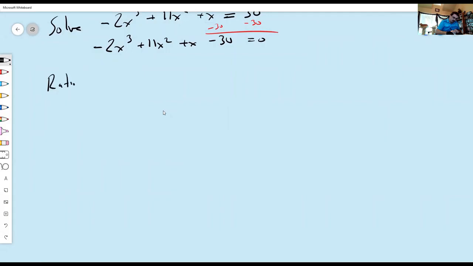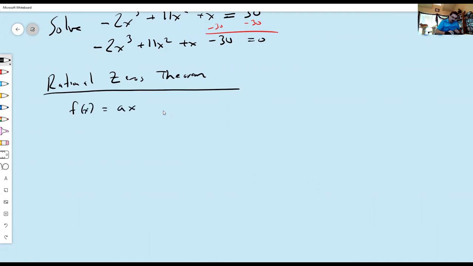The rational zeros theorem. And I'm not going to go deep into the theorem itself. I'm going to look more at the results. So it assumes you have a polynomial in this form.